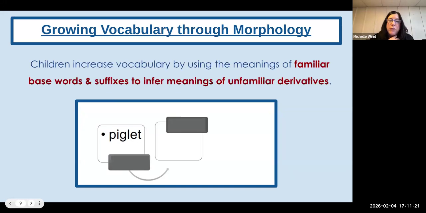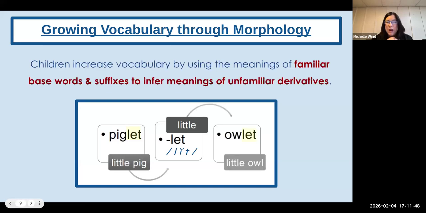So we want to grow vocabulary through morphology. Children increase vocabulary using meanings that are familiar. So they understand bases and suffixes, and then they can infer and unlock the meaning of words that they've never seen before. So just an example like this in the word piglet. You see the suffix let here, pronounced lit in a lot of words, means little. So then you have little pig. When they come across the word owlet, if they see the let, they understand that would be a little owl. So they can transfer that meaning to other words to unlock a more nuanced understanding of what the words mean.